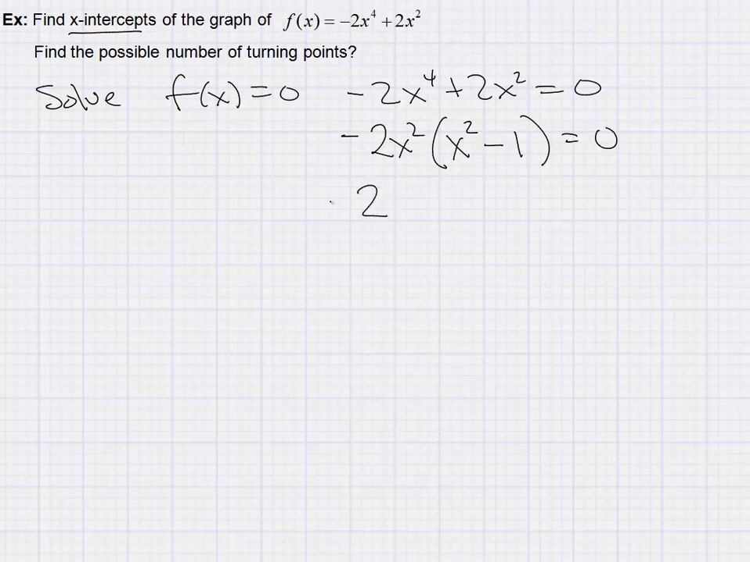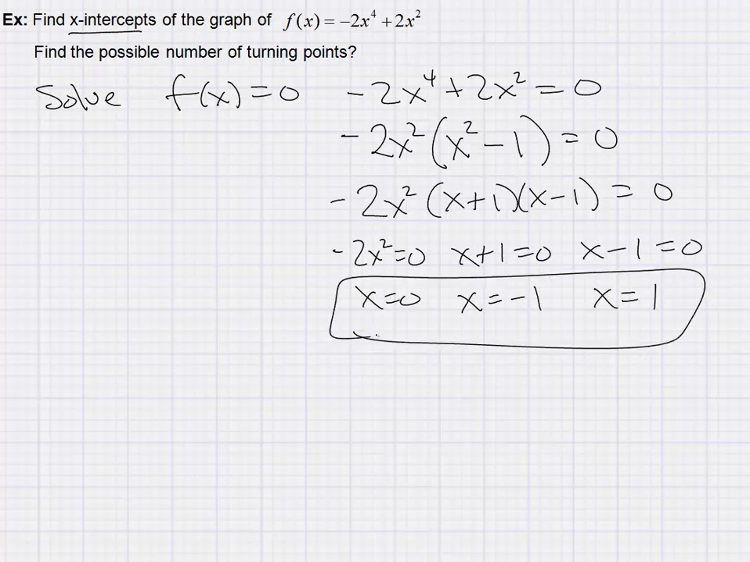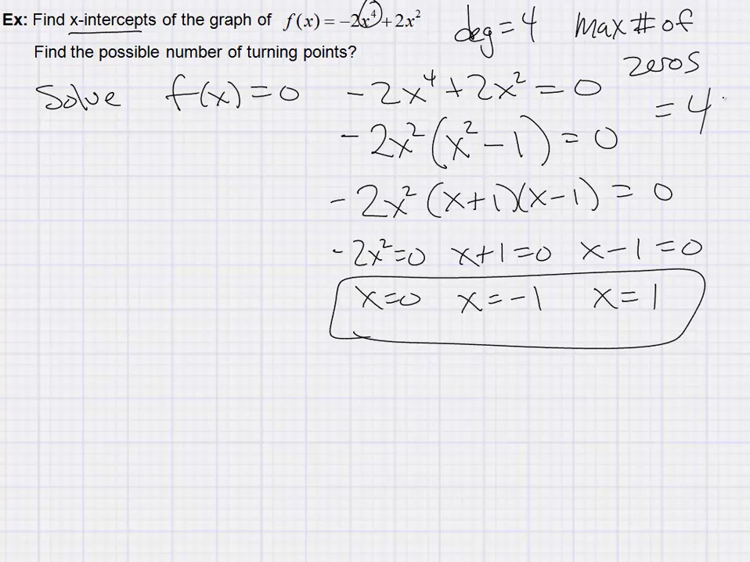So what do I have? I have negative 2x squared times x plus 1 times x minus 1 equals 0. So that means either negative 2x squared equals 0, x plus 1 equals 0, or x minus 1 equals 0. So x equals 0, x equals negative 1, x equals positive 1. I have 3 zeros. What was the degree of this polynomial? 4. So if the degree is 4, the max number of zeros was going to be 4, but I could have less than that. And what did I get? 3. So it still follows.